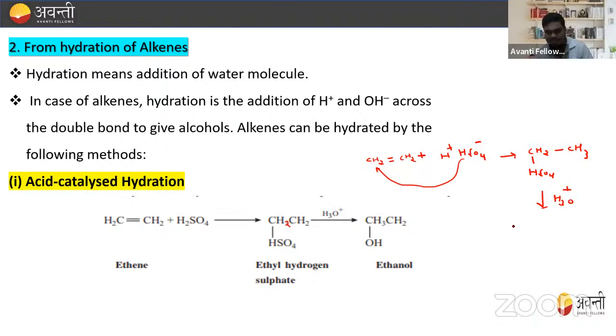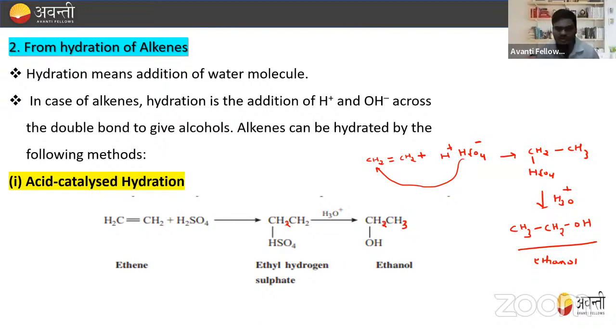This will become nothing but, just wait a minute. This is CH3, so this is 2, 1, 3, 4. So this will become CH3, this will become CH2, and we have OH. So we'll get ethane, right? No, we get the CH3, CH2, OH. So we'll get ethanol.